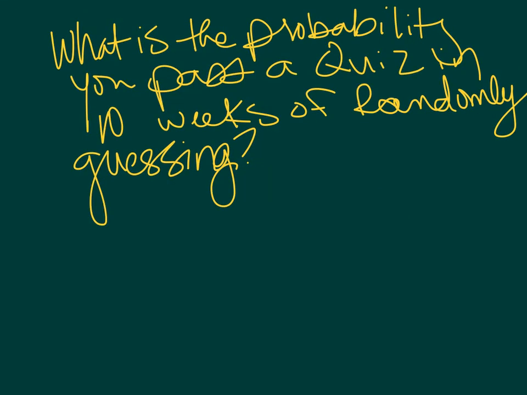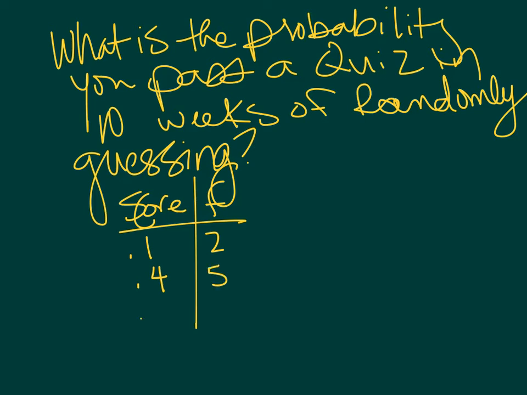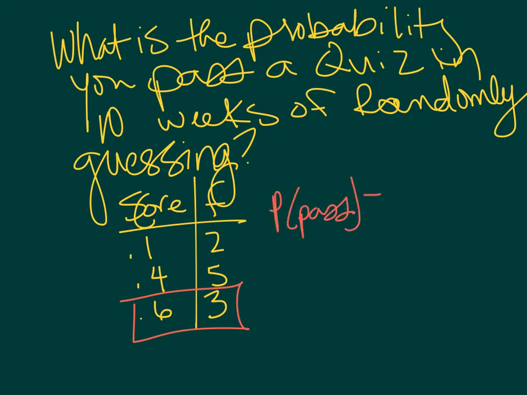So building on that, we want to look at what the probability is that you pass a quiz in 10 weeks of randomly guessing. If we think about our subset from before, I'm just going to make a frequency table. So your score and the frequency f. We had 0.1 2 times, we had 0.4 5 times, and 0.6 3 times. If we assume that passing means a score of a 0.6, then the probability of passing is going to be 3 out of 10.